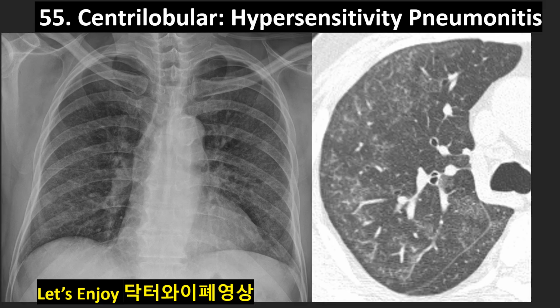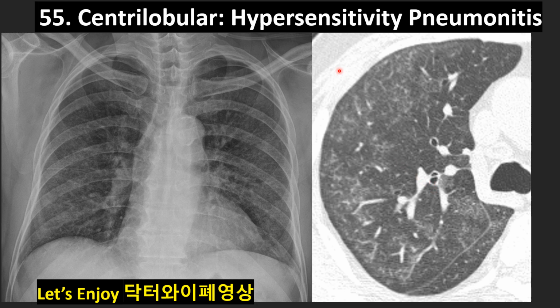This second painting is also centrilobular pattern. Do we see any pleural nodules? Fissural nodules? Nope, not any. And the many ill-defined micronodules are centrilobular distribution and also showing diffuse ground glass opacity without bronchiectasis.